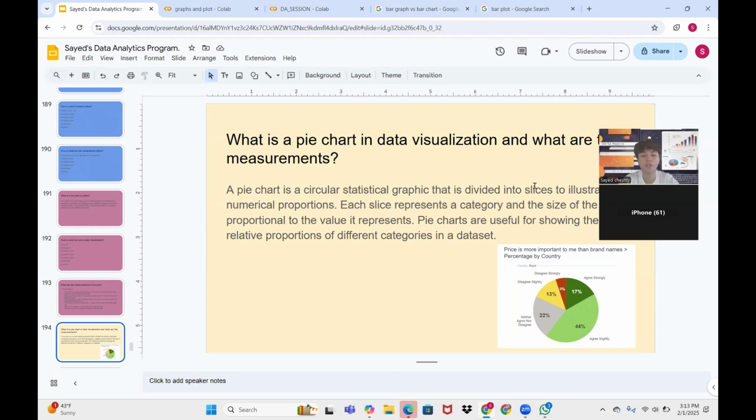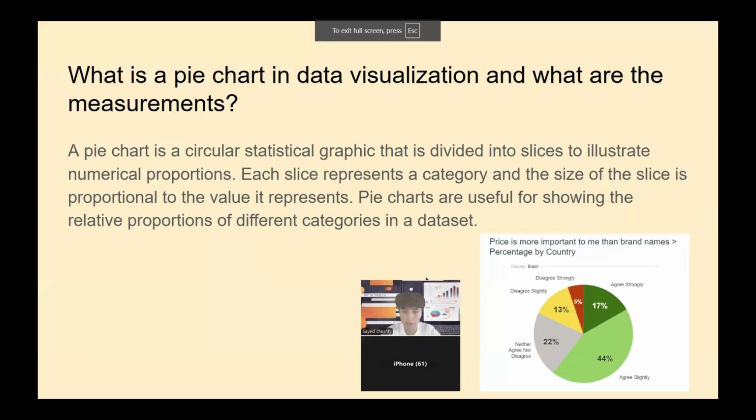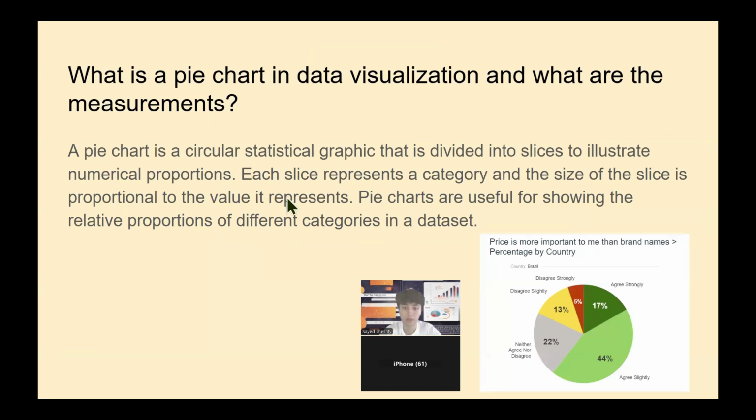Now we're gonna talk about what a pie chart is in data visualization, and what the measurements are. A pie chart is a circular statistical graphic that is divided into slices to illustrate numerical proportions. It's similar to a pizza when you cut it, but on this one we have numbers. Each slice represents a category, and the size of the slice is proportional to the value it represents.